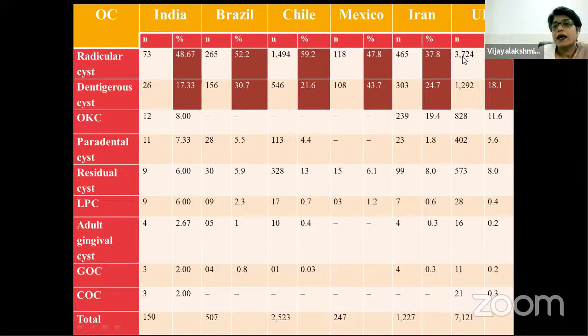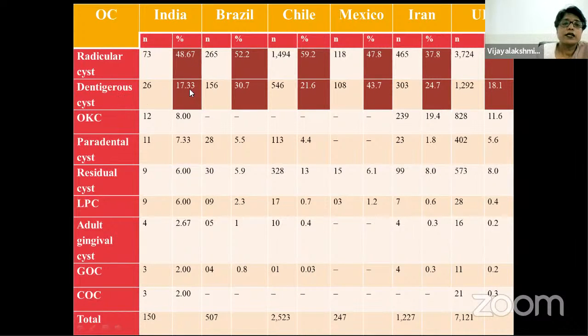When you look at the entire population, we can see that the most common cyst which occurs in the oral cavity is radicular cyst. Of course, radicular cyst is more common because it is known to occur as a sequel of dental caries. And dental caries is the most common oral disease which we come across, along with chronic periodontitis or gingivitis.